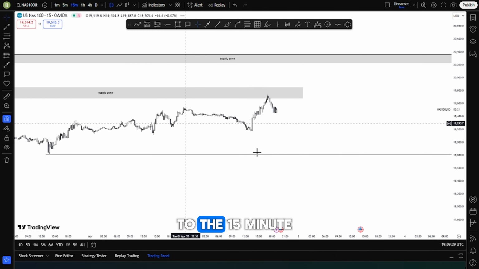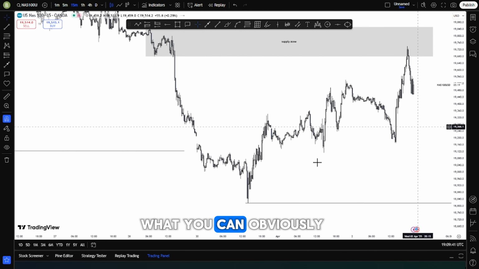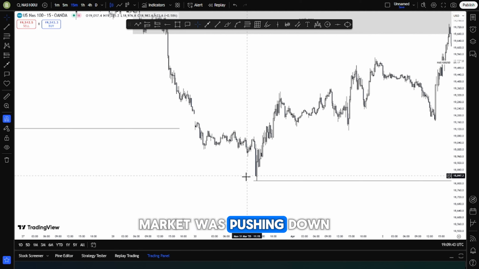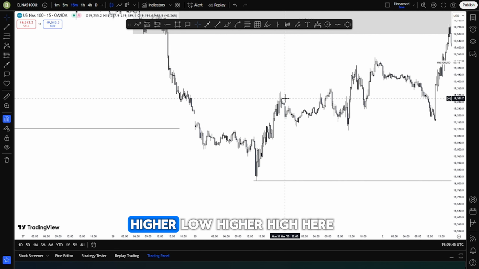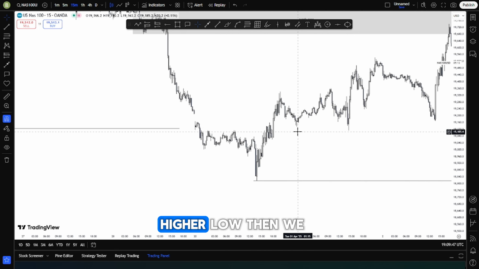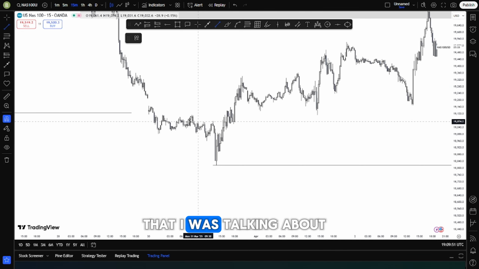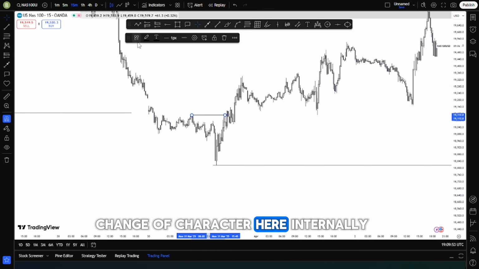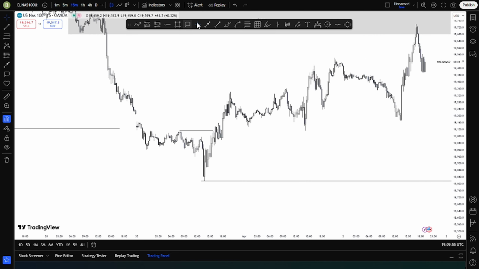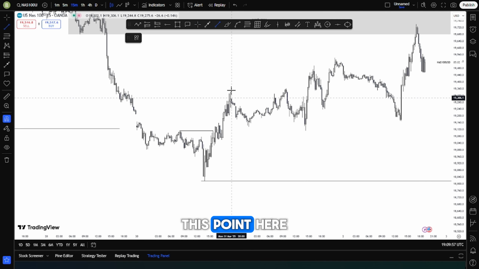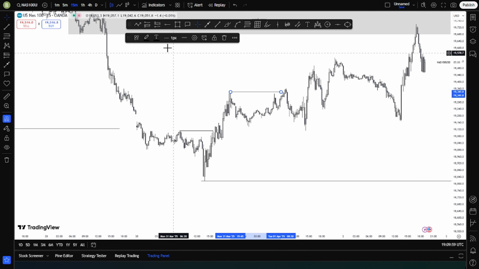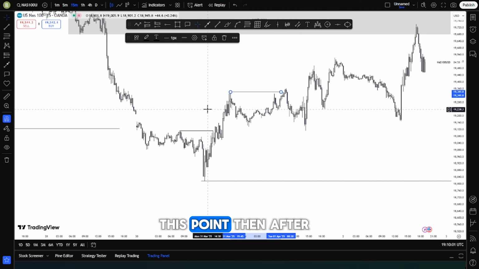So switching over to the 15-minute time frame, what you can obviously see is that the market was pushing down. As you can see, we had a lower low, higher low, higher high here, higher low, then we had a higher high, higher low, of which this is the structure that I was talking about. Change of character here internally, break of structure within this point here, BOS around this point.